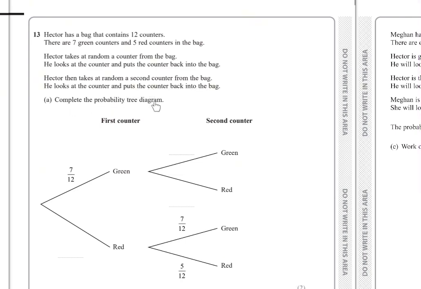Complete the probability tree diagram. For the first counter, the probability for green is 7/12, so the probability of red is 5/12. Same for the second, because he puts the counter back, so same. So the probability of green is 7/12 and for red 5/12.